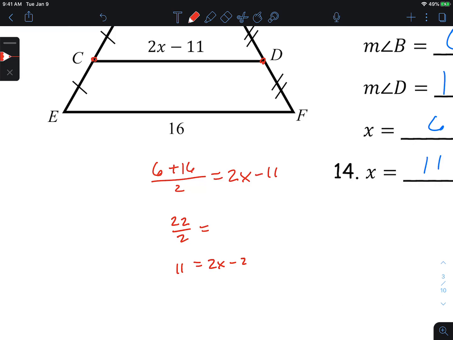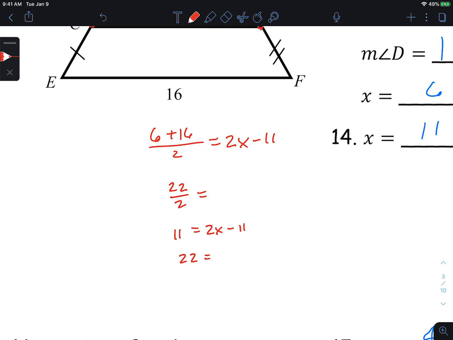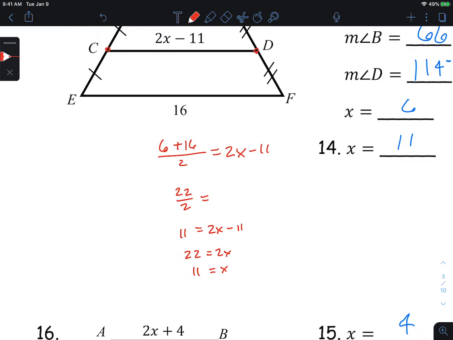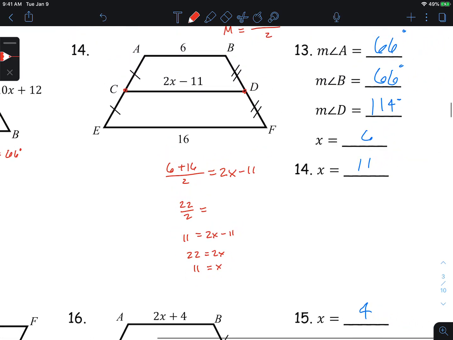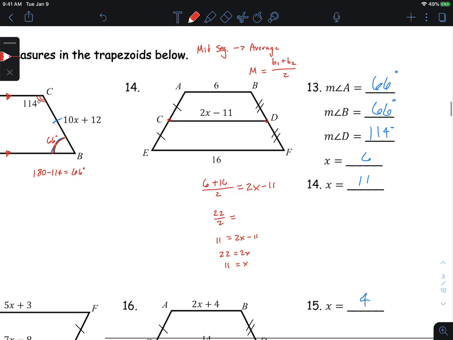And then we can go ahead and add the 11 to the other side, or really to both sides. And then divide, and that happens to come out to where x is 11. And that's the big idea there. So if there's anything you need to study or memorize for this test on that specific problem, it's that the mid-segment is an average.